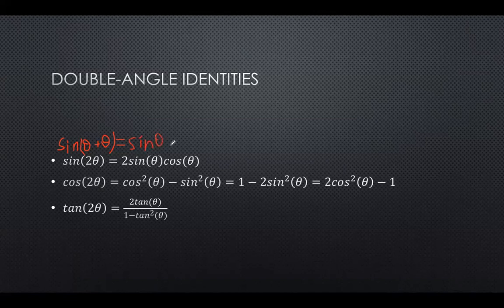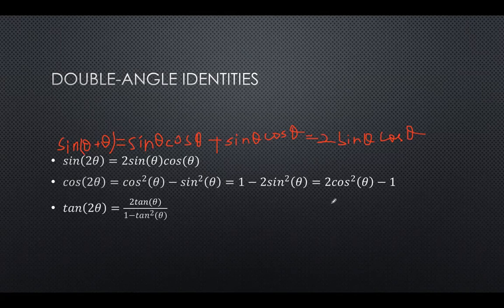Remember, for sine it's mixed up, so you have sine theta times cosine theta, and the sum remains as sum. Again, another sine theta cosine theta. These two are the same thing, so basically it's 2 sine theta cosine theta.